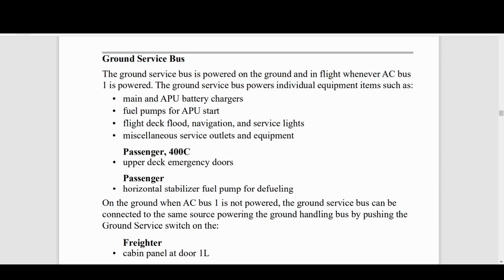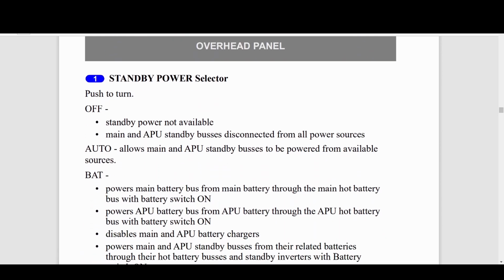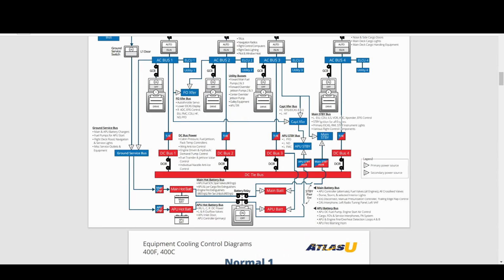What is the function of the standby power switch, the auto position? Allows main and APU standby buses to be powered from available sources. Available sources could include APU battery, main battery, or AC bus 3.